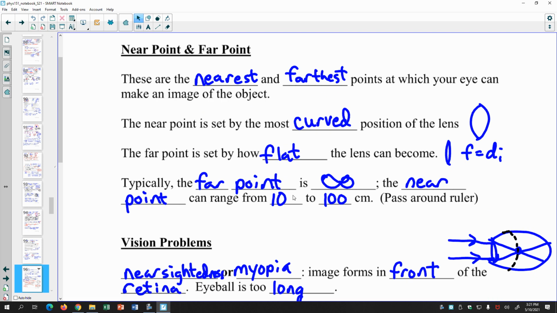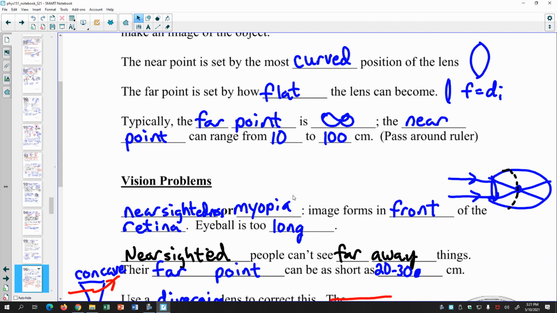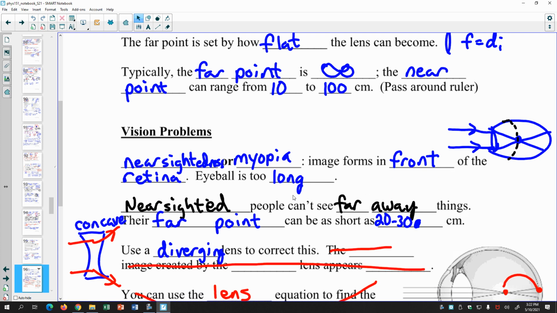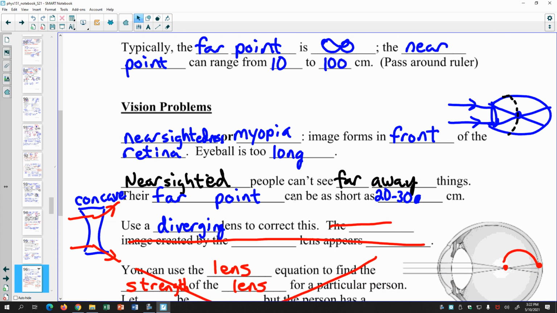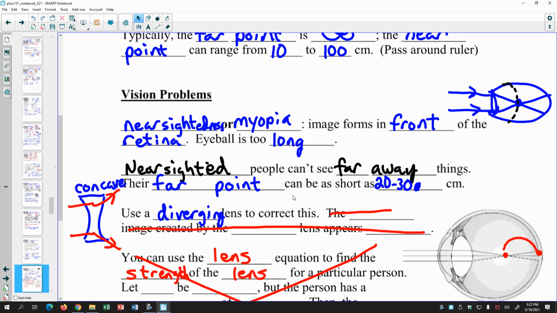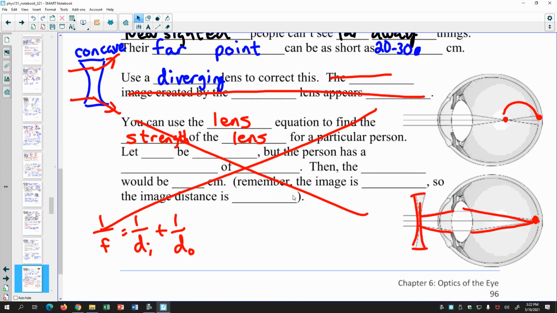Near and far point, know what those are. Those are the nearest that you can see and the furthest that you can see, and how those change with age. Know the vision problems: nearsightedness, that means you can see close up, that's called myopia. And then farsightedness, you can see far away, that's hyperopia. And then also presbyopia. I crossed this out, that's not on the exam.